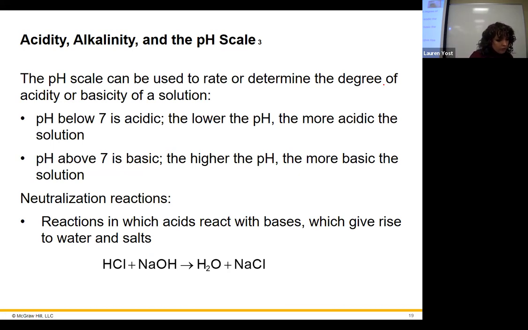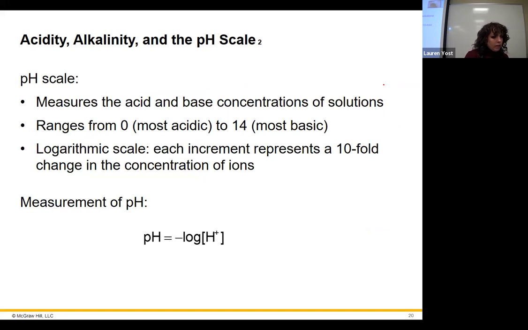Just trying to think if there's anything else I want to say about this. Anytime that you have, let's say, an acid and a base mixing together and you yield water, and none of these are acid or base necessarily afterwards, then that is a neutralization reaction, go figure. We've gotten rid of the acid and/or the base. I always forget that I have that one. Oh, no, you're right, all right.